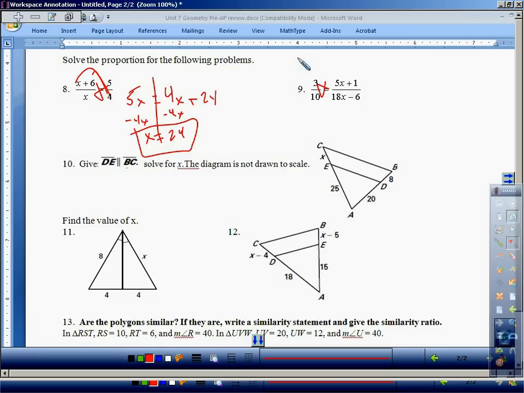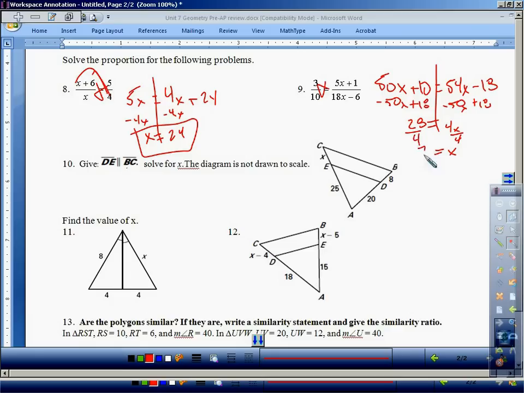Same thing here. I cross multiply on number 9. I'm going to get 50x plus 10 equals 18 times 3, which is 54. And then the 3 times 6 minus 18. I then add 18 to both sides. Subtract 50x's. I'm left with 4x equals 28. Divide both sides by 4. And x is equal to 7. So proportions, we just cross multiply and divide.